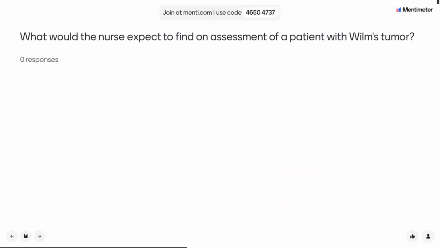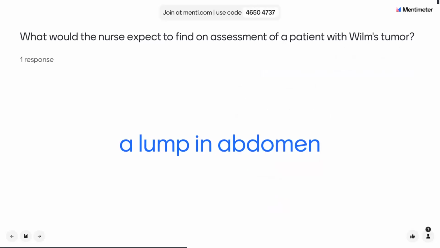What would we expect to find on assessment for one of these patients? Kind of gave this one away. Yep, we get that mass in our flank area around our kidneys, kind of stuck in that midline. We can also have fever, pallor, lethargy, elevated blood pressures. Very rarely we can have hematuria.